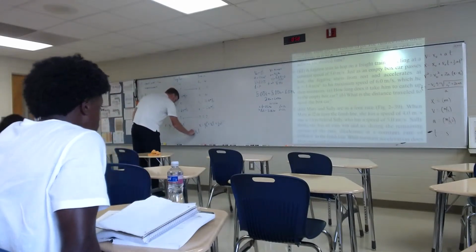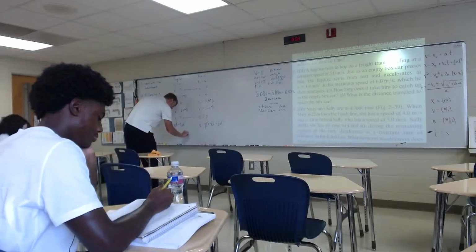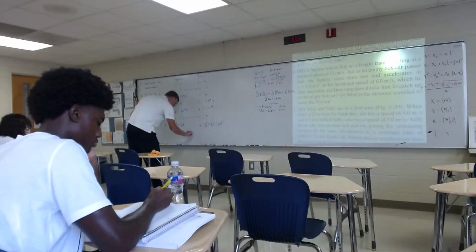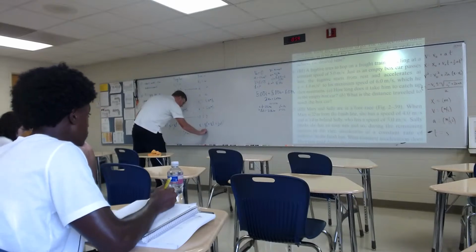Let's label some things here before we move on. This is the acceleration of the fugitive. This is the initial velocity of the train. Okay.